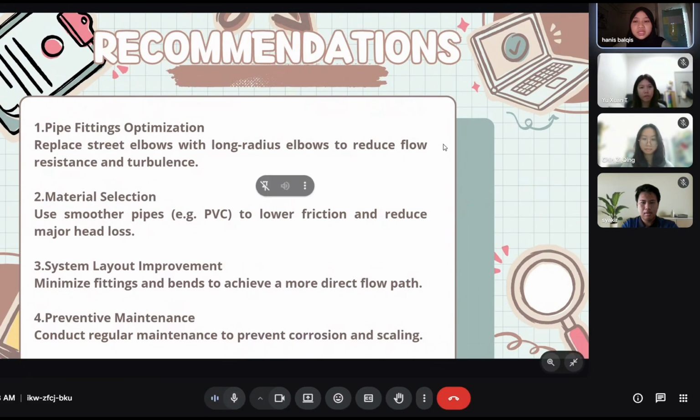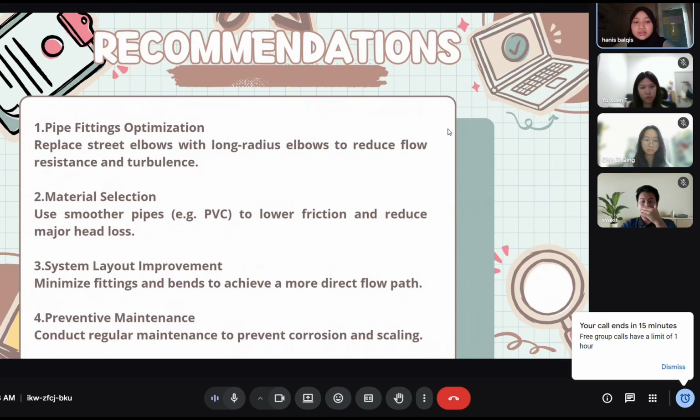So these are our recommendations to improve our piping system. First, pipe fittings optimization. We replace standard elbows with long radius elbows to reduce flow resistance and turbulence. Second, material selection, use smoother pipes, for example PVC, to lower friction and reduce major head loss. Third, system layout improvement. Minimize the fittings and bends to achieve a more direct flow path. Fourth is preventive maintenance. Conduct regular maintenance to prevent corrosion and scaling.